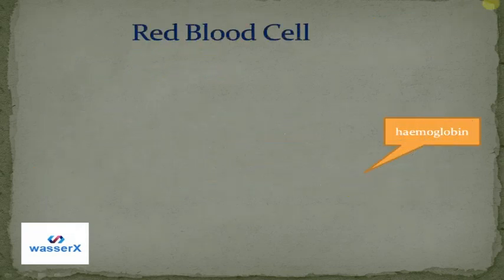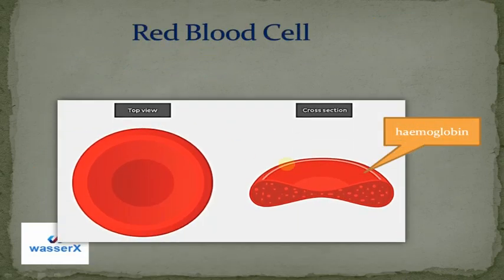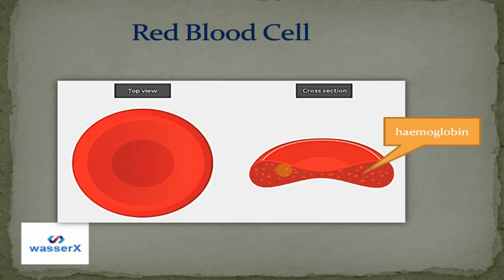Now let's see how they look. So we can say that this is the hemoglobin, right? As you can see, from top view it looks like this, biconcave shape, and in cross section we can say they are in biconcave shape, and this is the hemoglobin which is present inside our red blood cells.